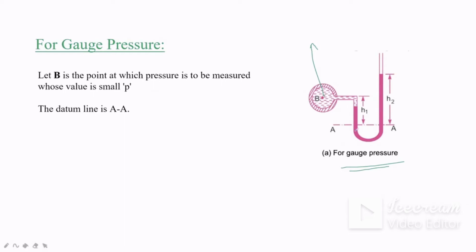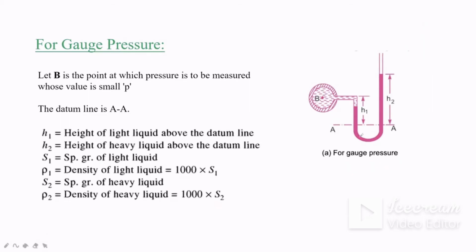In this system, we take a datum line as AA. Whenever a U-tube manometer system comes, at the correct position we will take a datum line. Why the datum line? To simplify our problem, to solve the problem. You'll get to know when you know the formula. Now we selected the datum line, that is AA, and we should define every item here.